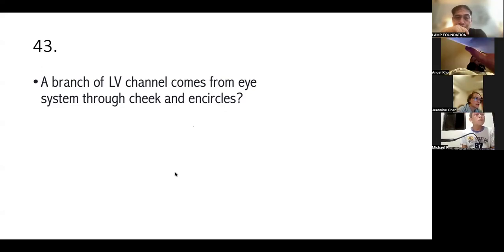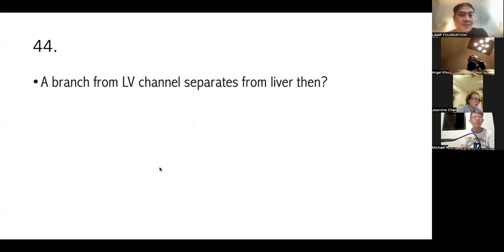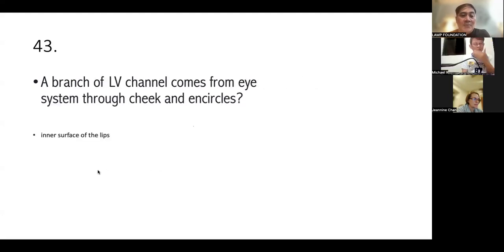Number 43, a branch of the liver channel comes from the eye system, through the cheek and encircles. The answer is the inner surface of the lips. Eye system, then the inner surface. That is why some patients deviate, no? Or sometimes they have a bitter taste when the liver fire is severe. And actually, pag tiningnan mo ang tongue, mapula yung tongue, especially on one side of the tongue.